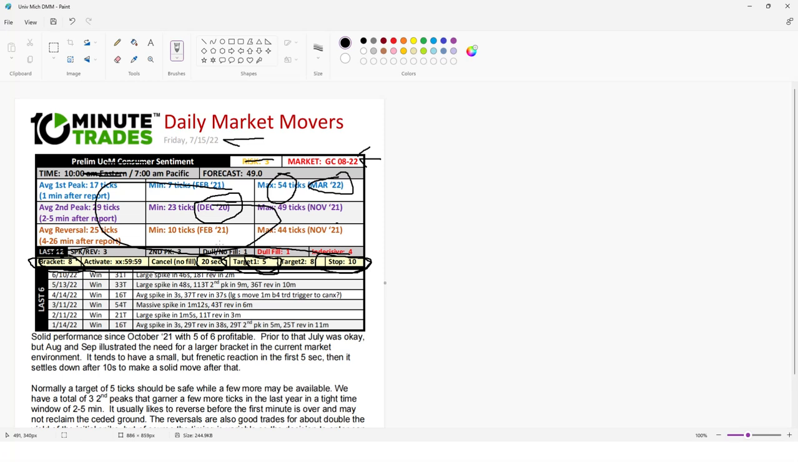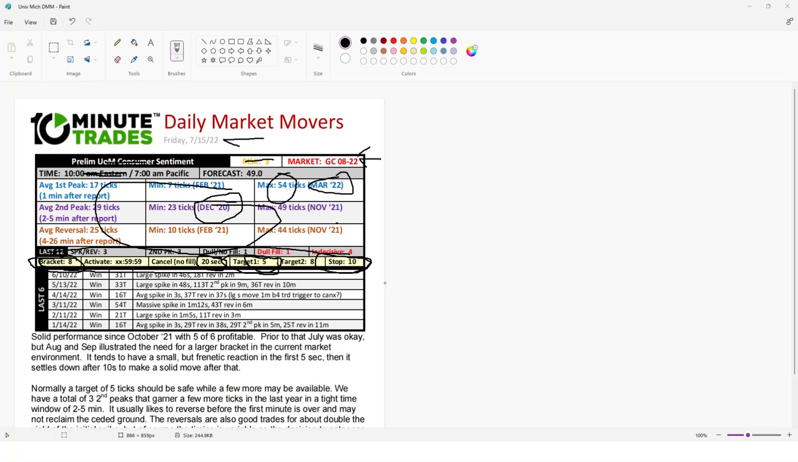Now, targets are a whole different animal. I will give a range of targets. All right, I don't want, and people should not use my exact targets. You don't want everybody trading the exact same thing all the time. It's just not a smart thing to do. You want to ultimately, in the long run, come up with your own targets.